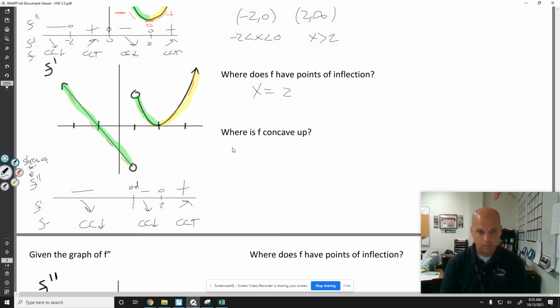When are we concave up? When f double prime is positive, when f prime is increasing. Here, this interval, x is bigger than 2, or you could say 2 to infinity. That's it. Don't let this freak you out, okay?